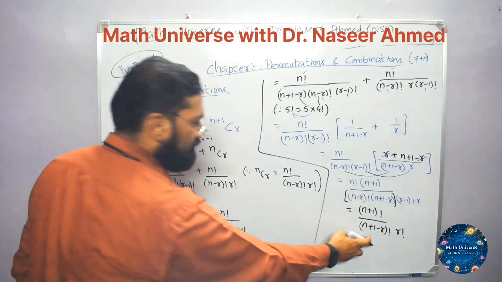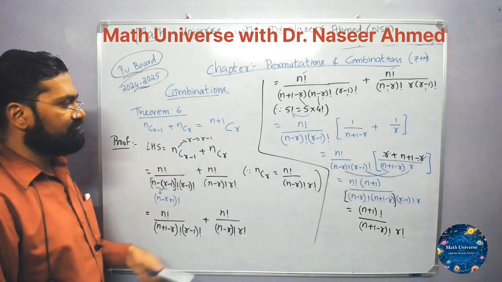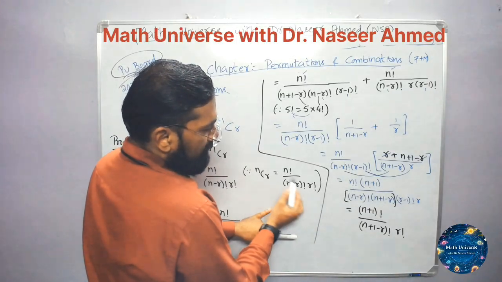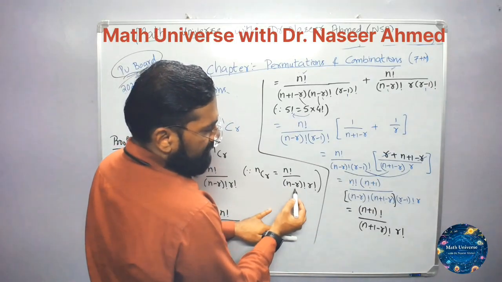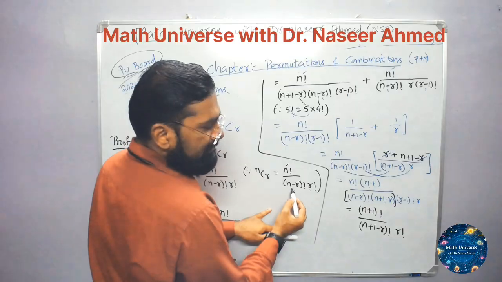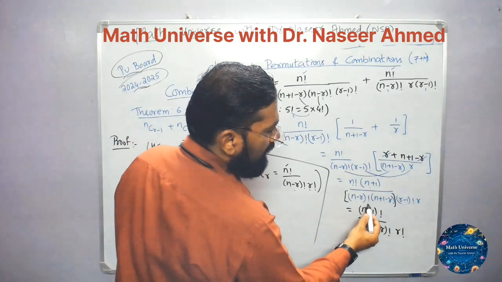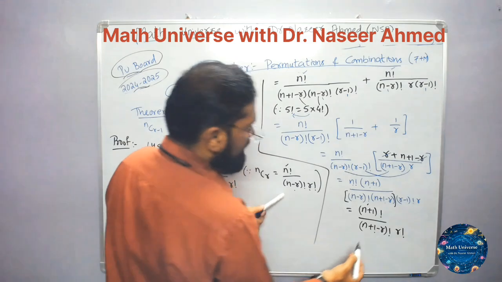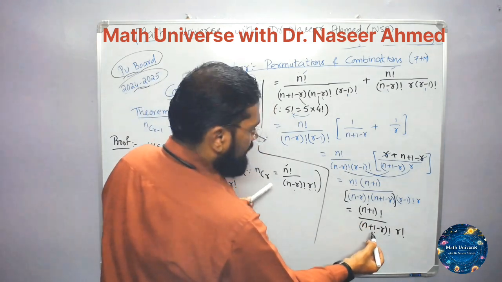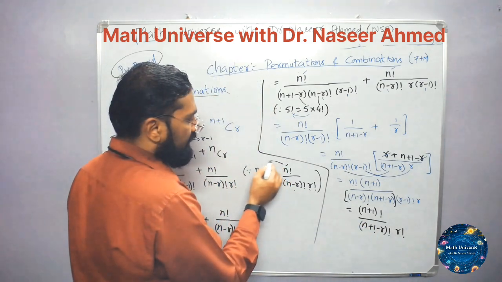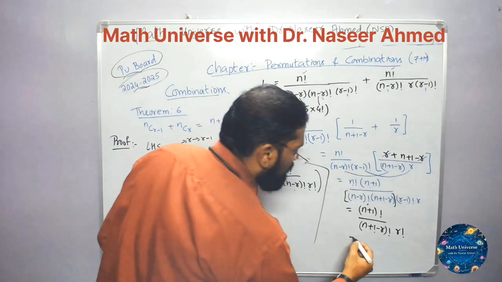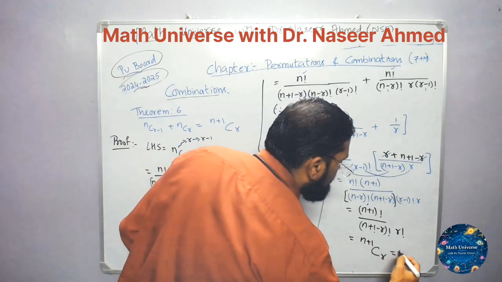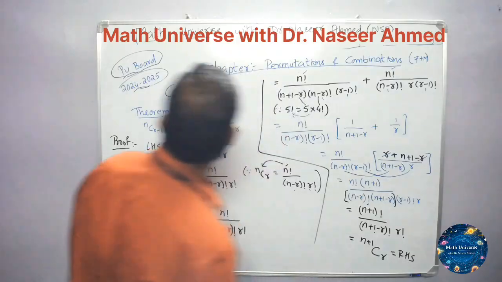Now see this one, compare with the formula. n then r, the difference of this is here, correct? The difference of this and this is here. See this carefully. n plus 1 and r, the difference of these two is here, correct? So exactly the difference of these two is here. So it is exactly obeying this. So I can write right to left. So I'll get n plus 1 C r. That is our right hand side.